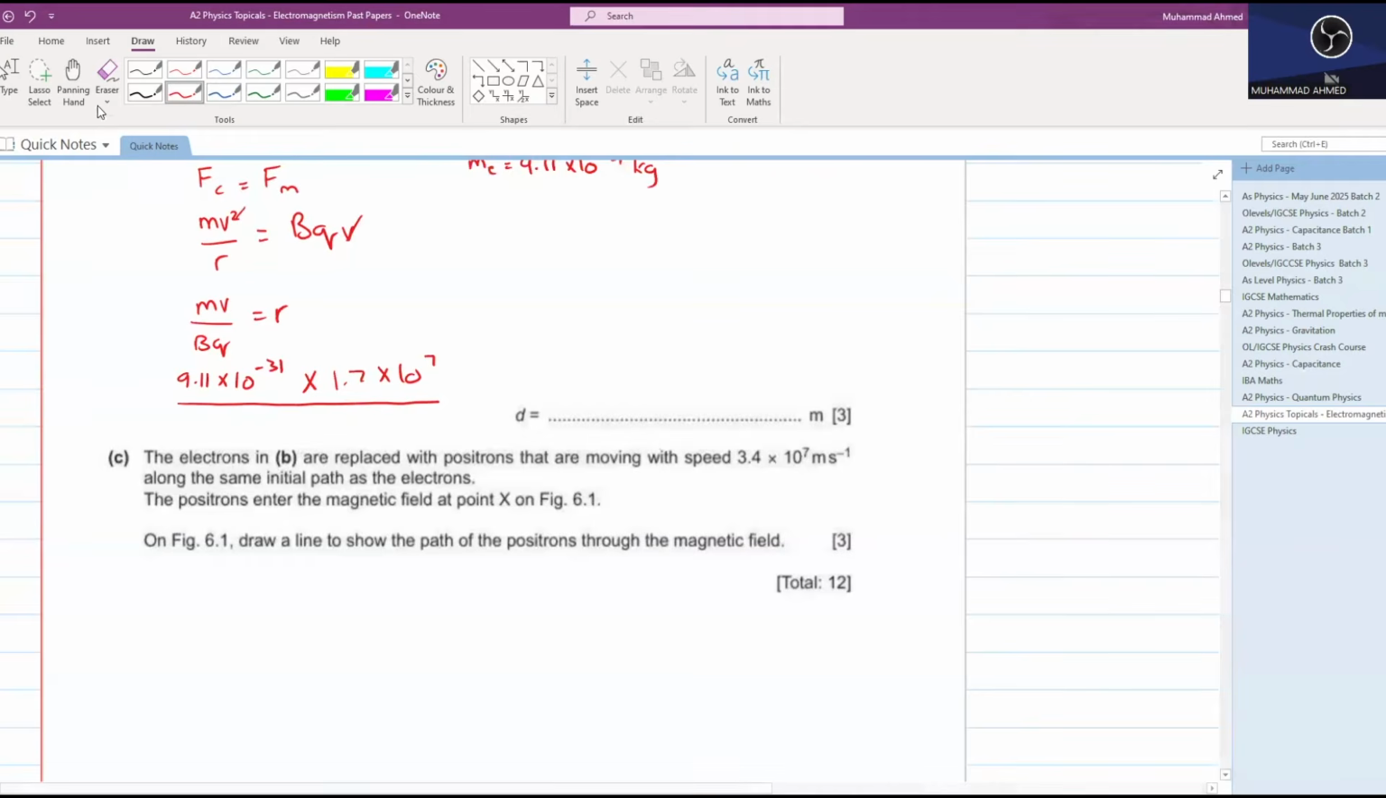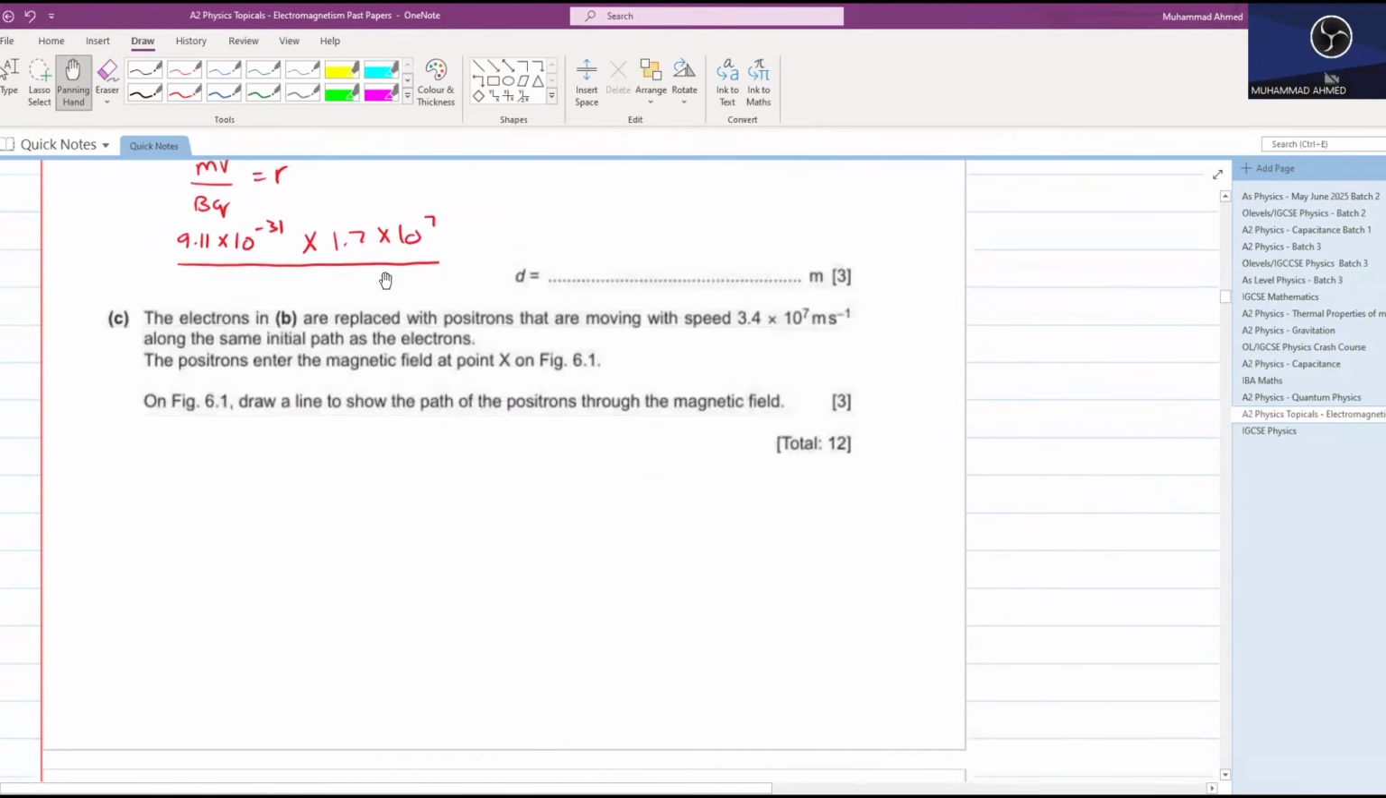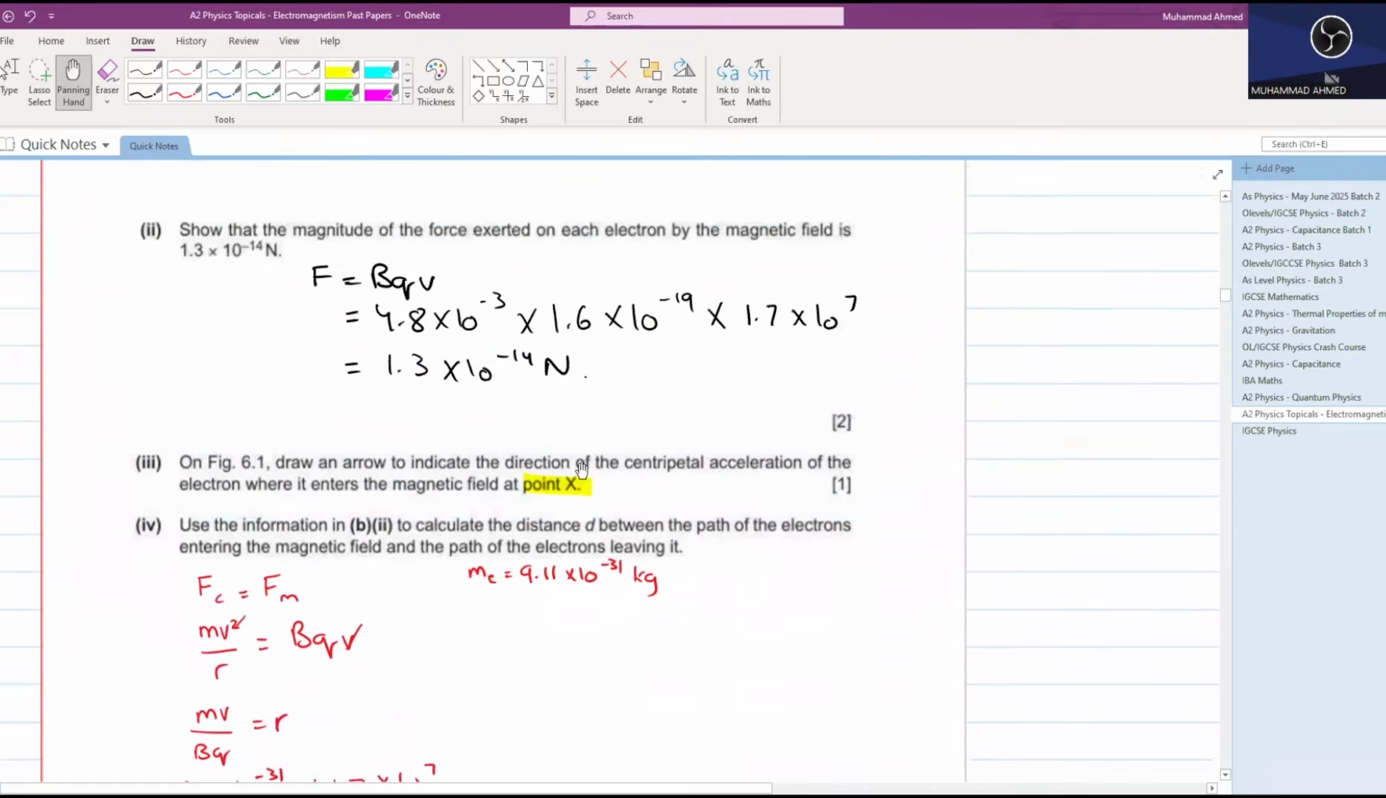What is B here? 4.8 into 10 raised to the power of minus 3. And what is the charge of an electron? 1.6 into 10 raised to the power of minus 19. What does your R come out to be? 0.02 meters. But if you focus closely on the question, you had to calculate D and not R.